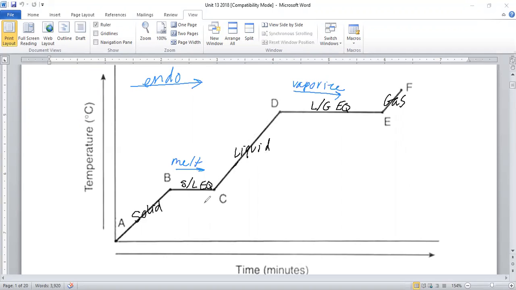Let's change colors. So we're at gas, going back. We have condensation. I'll just write condense. In this direction, freeze. And since this one starts at high temperature and needs to get colder, that means you need to get rid of heat. So in this direction, that is exothermic.